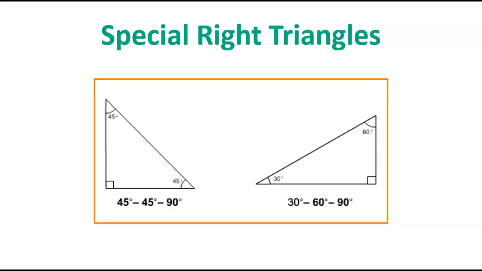And what that means is that for the 45, 45, 90, you have a 45 degree angle, a 45 degree angle, and a 90 degree angle. And then for the 30, 60, 90, it is 30, 60, and 90. Okay, let's dive into the 45, 45, 90 first.